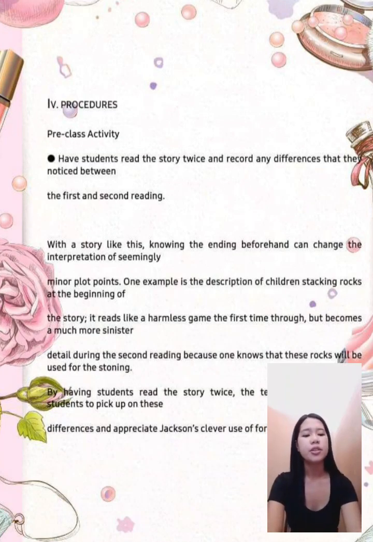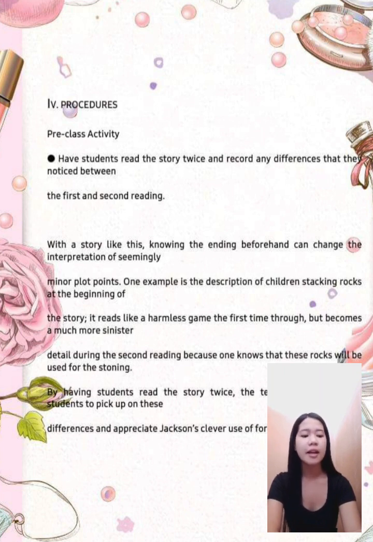For the procedures, I have prepared a pre-class activity wherein the students read the story twice and record any differences that they notice between the first and second reading. With a story like this, knowing the ending beforehand can change the interpretation of seemingly minor plot points. One example is the description of children stacking rocks at the beginning of the story.